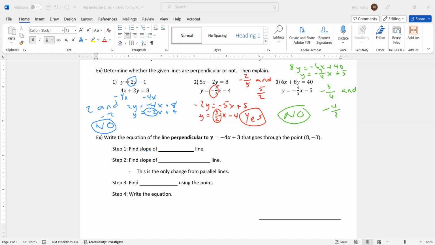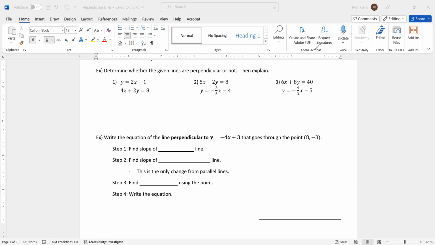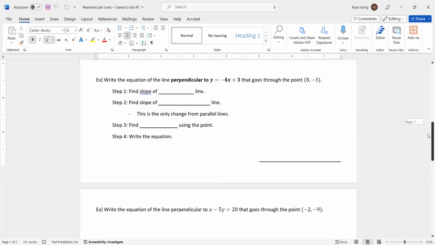Okay. So, go ahead and get rid of all that. And let's go down and do like we did yesterday. How do we write the equation of a line perpendicular to a given line that goes through the point given? So just like yesterday, we find the slope of the given line. Step 1, the same. Step 2, find the slope of the perpendicular line.